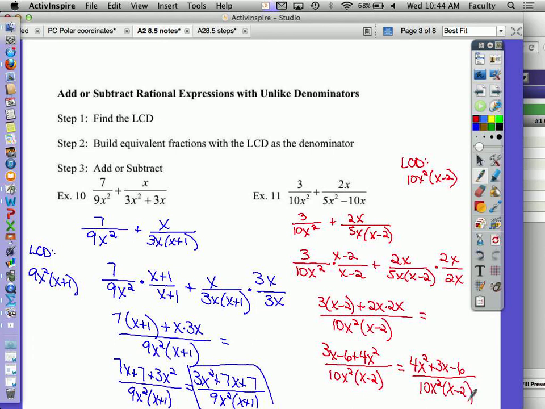Can I cancel the 4 and the 10? Why not? Okay, the 4x squared is a term. The 10x squared is a factor. That's why it's a little bit tempting to do, but you can't do that.